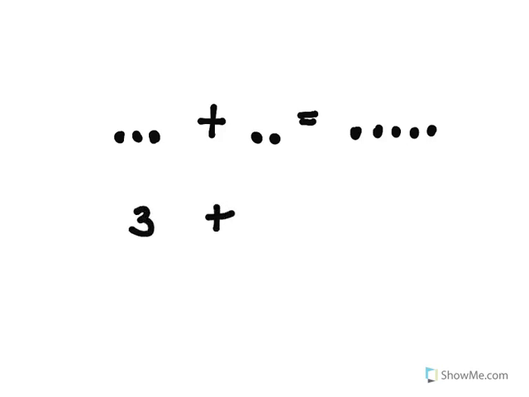So for instance, if I had 3 dots and I was going to add 2 more dots, I would then have 1, 2, 3, 4, 5 dots. We've added those dots together. We've joined them. We can use numbers to represent these dots. So we have 3 dots. I'm going to add 2 dots. And we wind up with 5 dots.